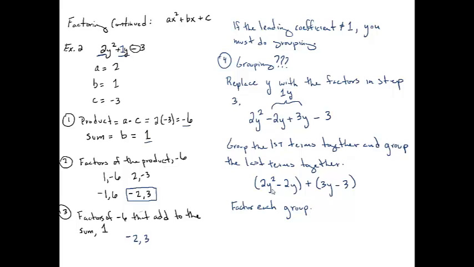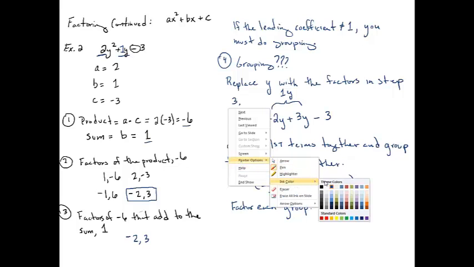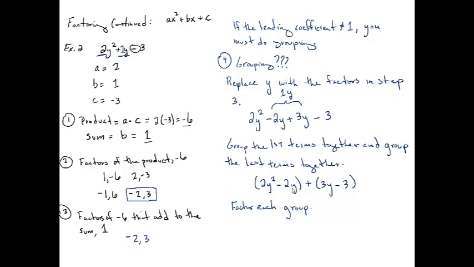Factor each group. So my first group, what do they have in common? 2y squared and 2y, what do they have in common? 2y, so I can factor out a 2y. And what am I left with on the inside? Well, 2 divided by 2, that's just 1. Y squared divided by y is y, good, minus 2 divided by 2 again is 1. Y divided by y, that's also 1. So I'm just left with y minus 1 on the inside.